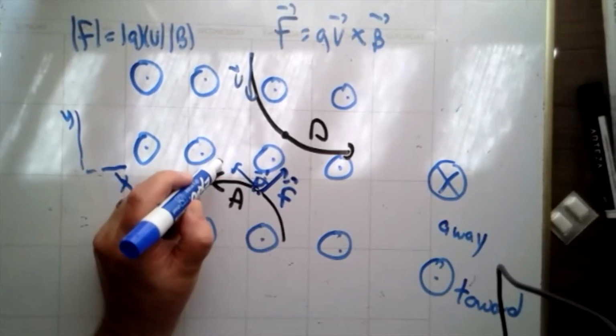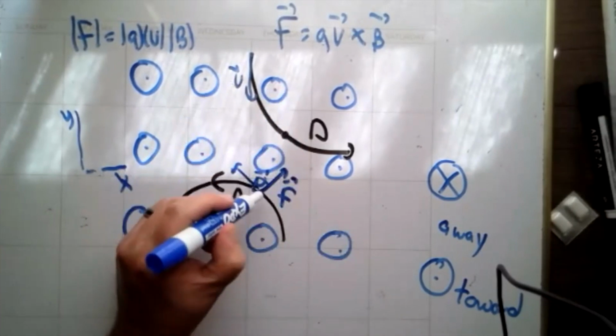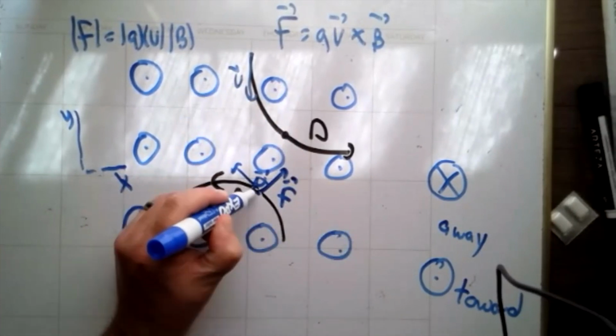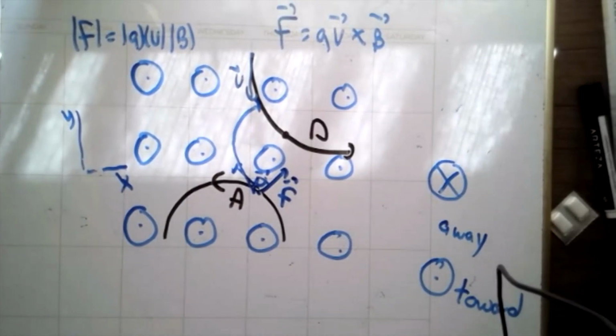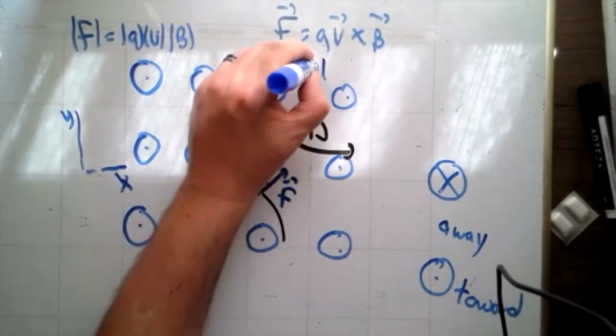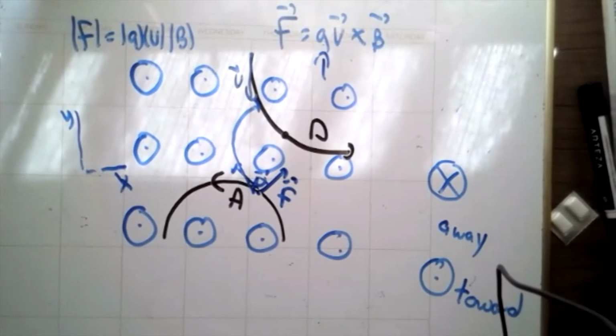So this guy was trying to go that way and he's going to get turned. He would have been turned like this if he were a positive charge. The right-hand rule assumes a positive charge. He got turned the other way, so he must be a negative charge.